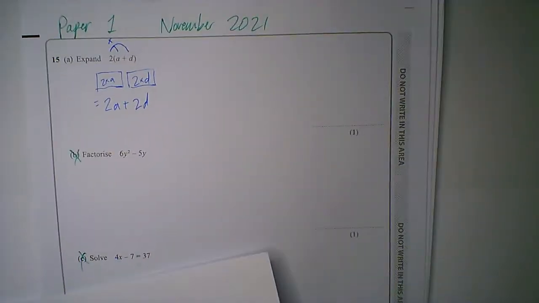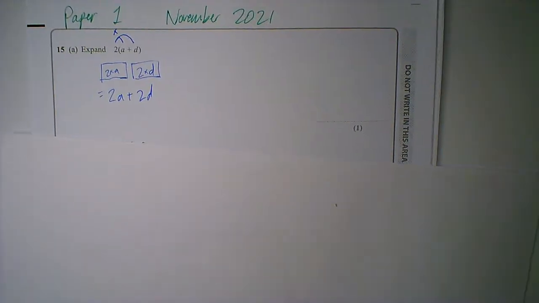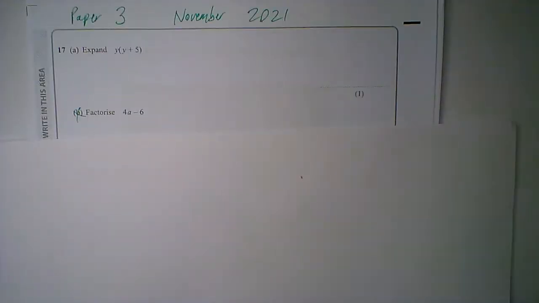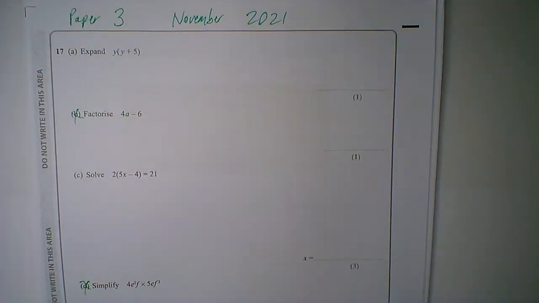Also, in the description of the video are the exam questions, so you can download the exam questions and have a go yourself. Here is the next question. This is from paper 3, November 2021. You can see on this page there are a number of questions, but we're going to skip and stay focused on expanding brackets. So press pause and have a go.